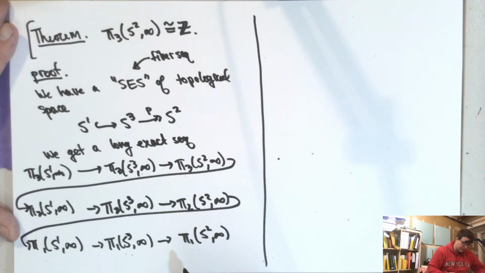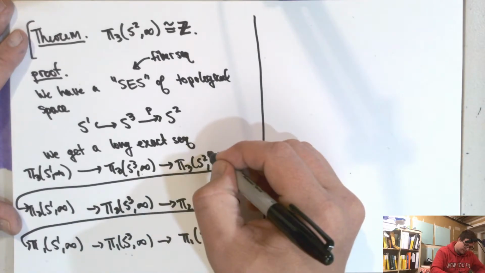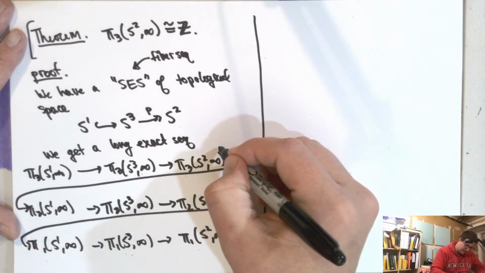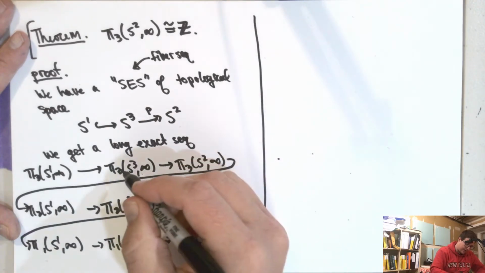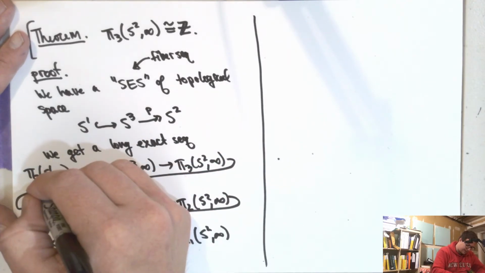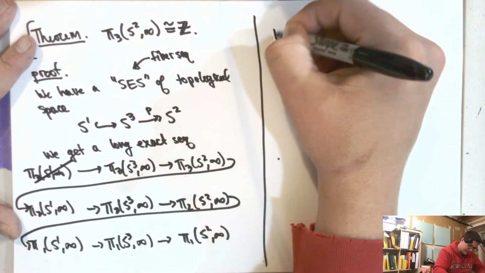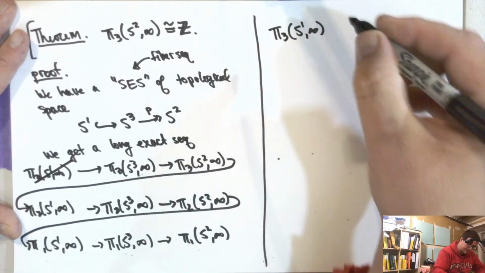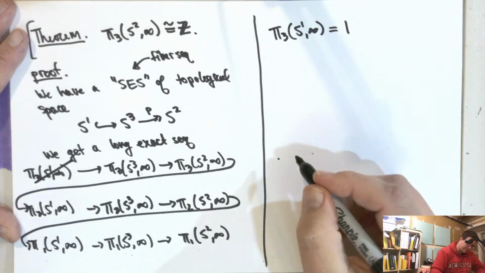So what's going to happen? We want pi 3 of S2. So pi 3 of S2 is here. Okay, that's this one. And we have pi 3 of S3. Okay, so it'll turn out that this one goes away, right? I need to be able to prove things like this. Pi 3 of S infinity is equal to, is the identity, okay?